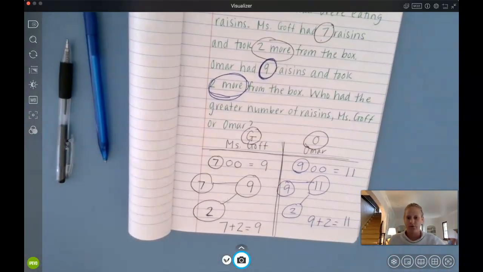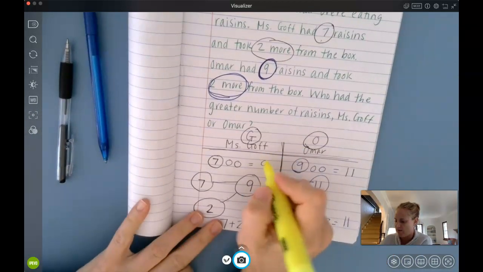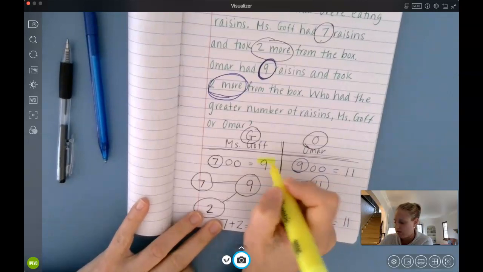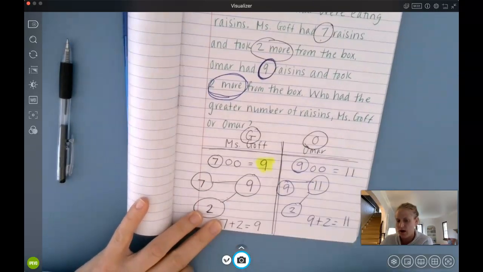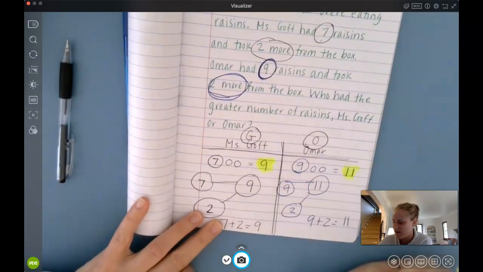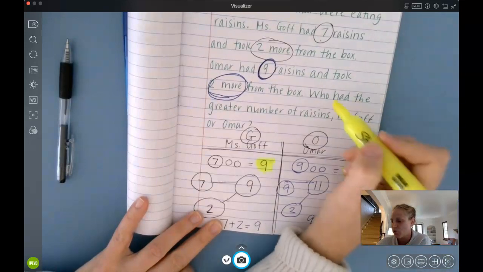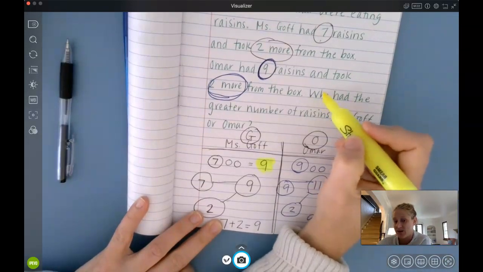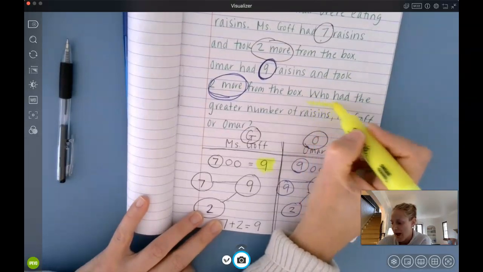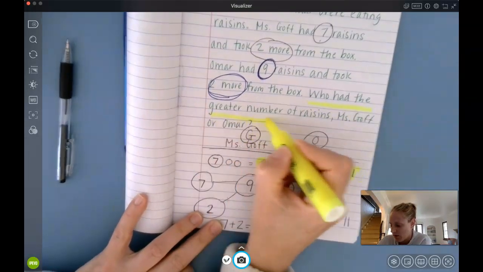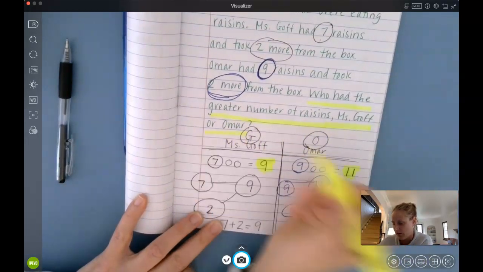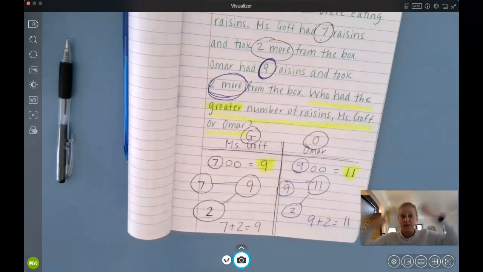Okay. All right, friends, so we know Miss Goff had how many raisins? Show me on your fingers the math way. 9. And Omar had how many raisins? Show me on your fingers the math way. You got it, 11. Let's go back to our question. Read with me as I highlight. I want to see lips moving. I want to see you read with me. Who had the greater number of raisins? Miss Goff or Omar? Really important word here is greater means more.